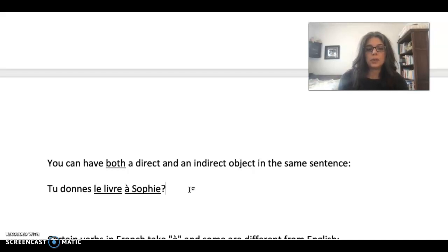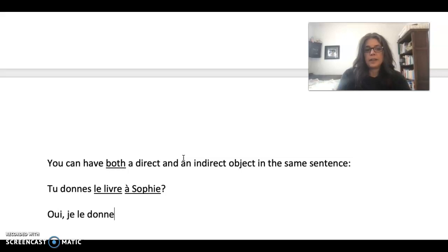So, you give the book to Sophie? We could answer, yes, I give it to Sophie. That would be replacing the direct object, right? So je le donne, I give it to Sophie, à Sophie. So we've kept the indirect object. It's not a pronoun. We replaced the direct object with a pronoun.